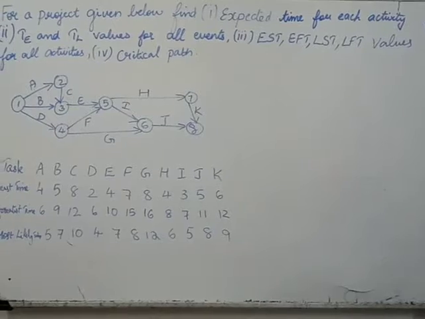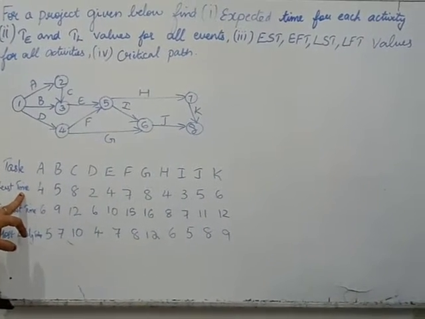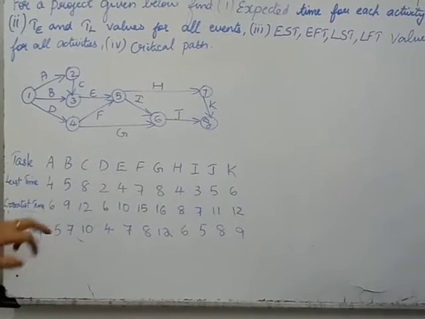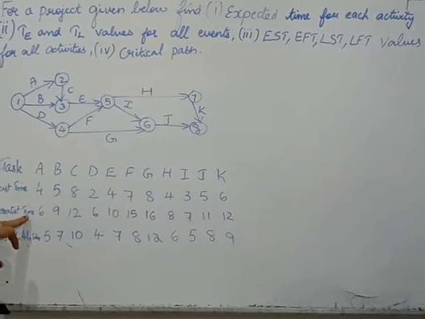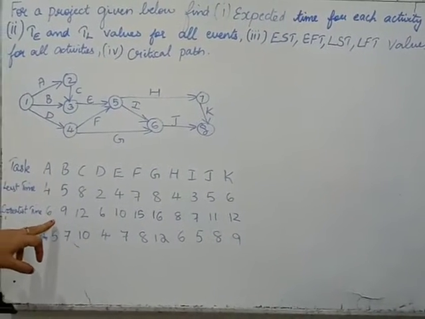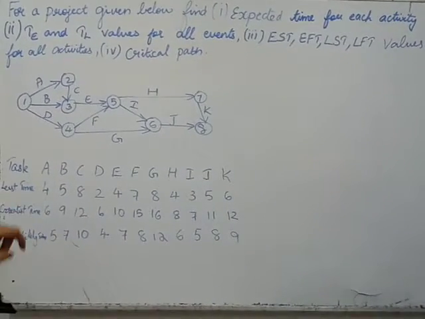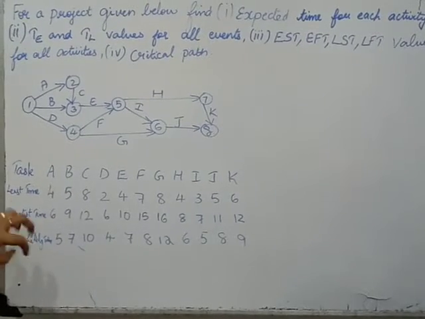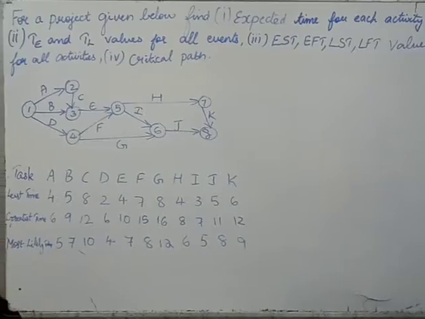After that, three different times have been given. Least time stands for what? It is optimistic time, the shortest time in which it can be completed. Greatest time means what? It is the pessimistic time, that means maximum time to complete a particular project. That has also been given. Then in between it is what? Most likely time. That stands for between the least and the greatest time. For example, 4 and 6 with 5 in between.